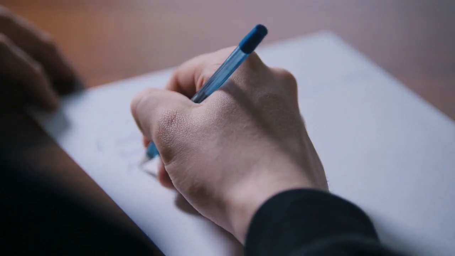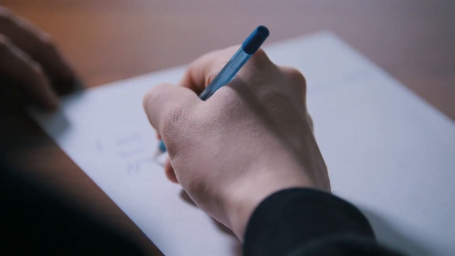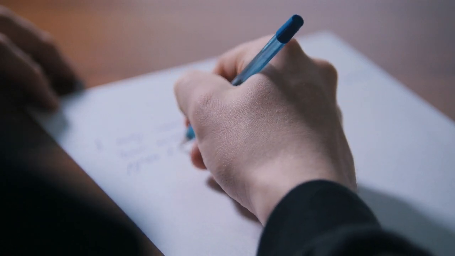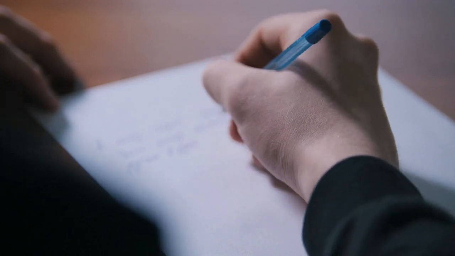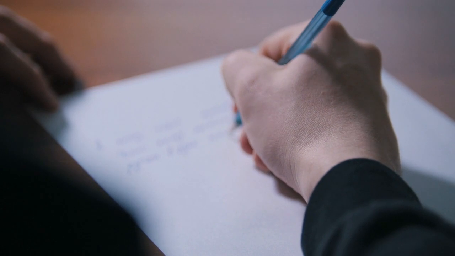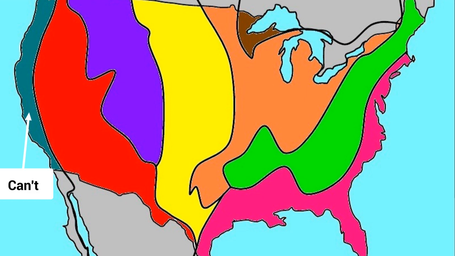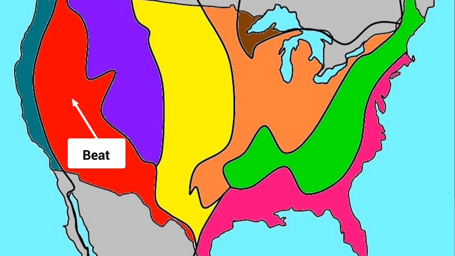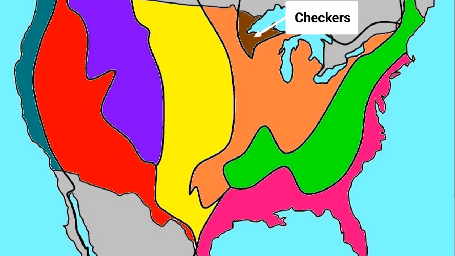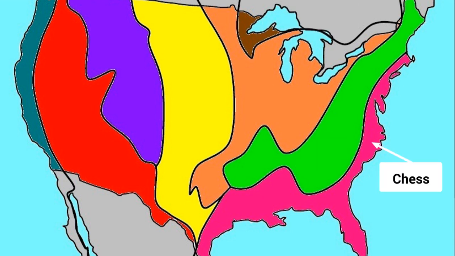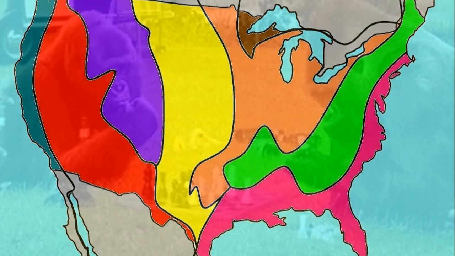So let's use a sentence to help us remember where these regions are located. Like any sentence, we read from left to right. The sentence we'll use to learn the location of the 8 geographic regions is, hold on, buckle up. Can't beat real gorillas in checkers and chess. Can't beat real gorillas in checkers and chess.